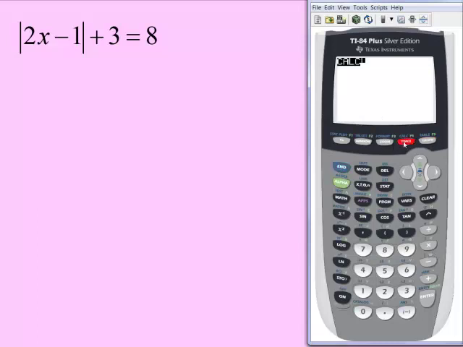Second calc, intersect, scroll left some, enter 3 times. Negative 2 is one answer. Second calc, intersect, scroll right, enter 3 times, and 3 is the other answer.